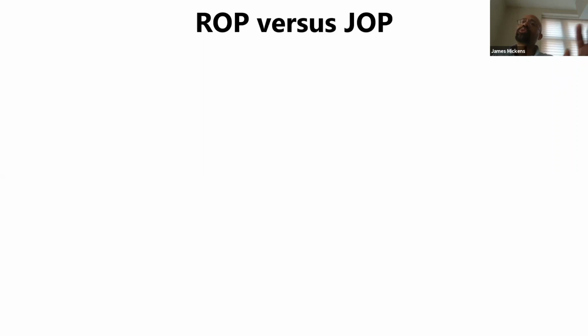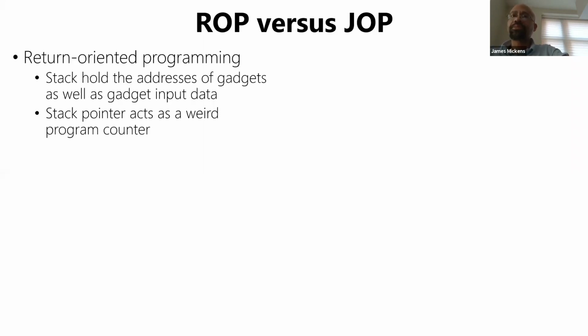Okay, so that was an overview of how people might try to get around stack canaries and address space randomization. I want to briefly talk about the difference between return-oriented programming and jump-oriented programming, sometimes called JOP. In return-oriented programming, the stack is going to hold the addresses of gadgets as well as the input data for the gadgets. And so the stack pointer in return-oriented programming acts like this weird program counter, keeping track of which gadget the malicious control flow should go to next.